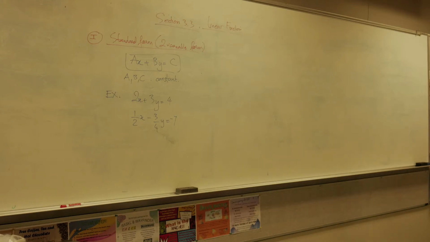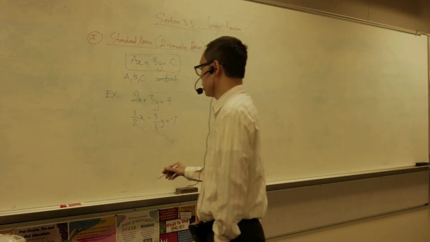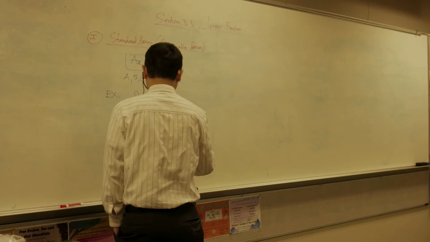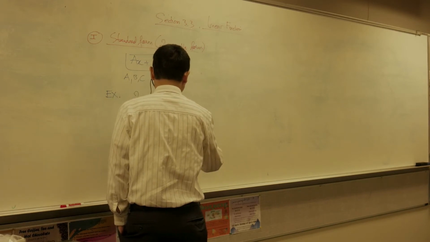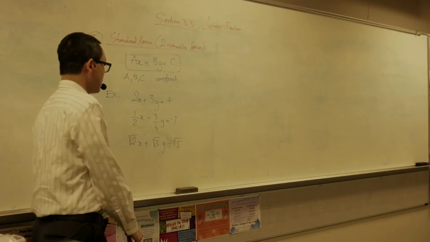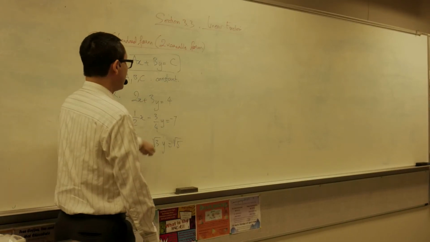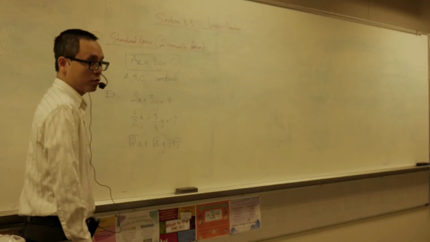Okay? Or I can have radicals if I want to. Radical 2x plus radical 3y equals radical 5. Same thing. It's also in this form: your a over here is square root of 2, your b is square root of 3, and your c is square root of 5.